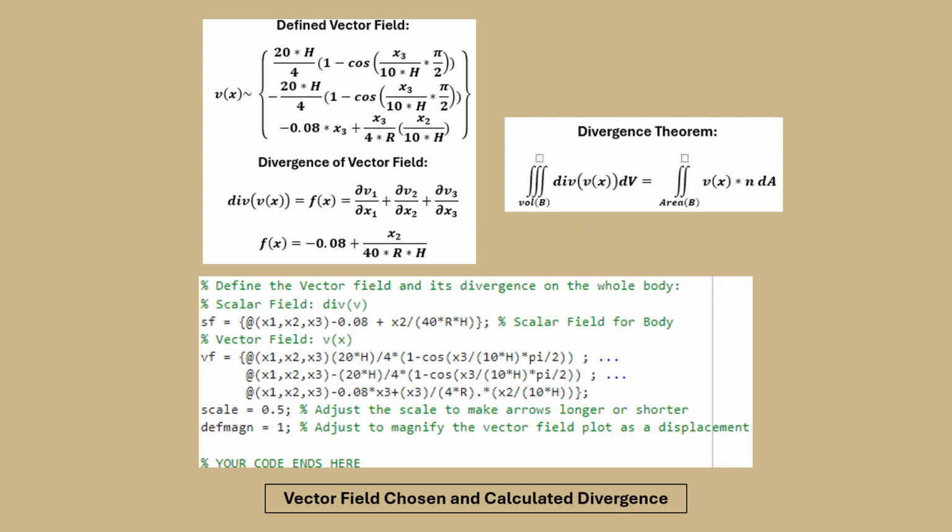For this project, we were tasked with defining a vector field on a 3D body, which can be seen in the top left. Then we were tasked with calculating the divergence of said vector field, which can be seen below it. Finally, we were tasked with verifying the left-hand side and the right-hand side of the divergence theorem, which have to match, which will be done shortly.